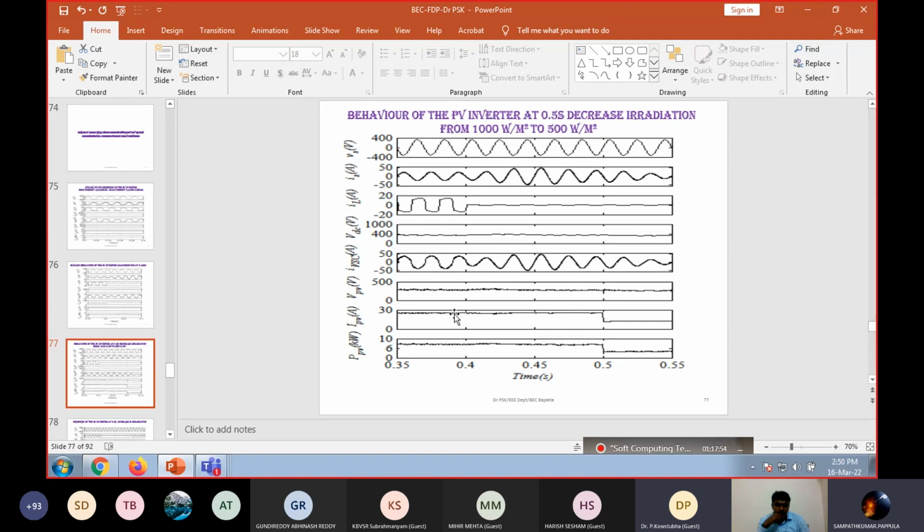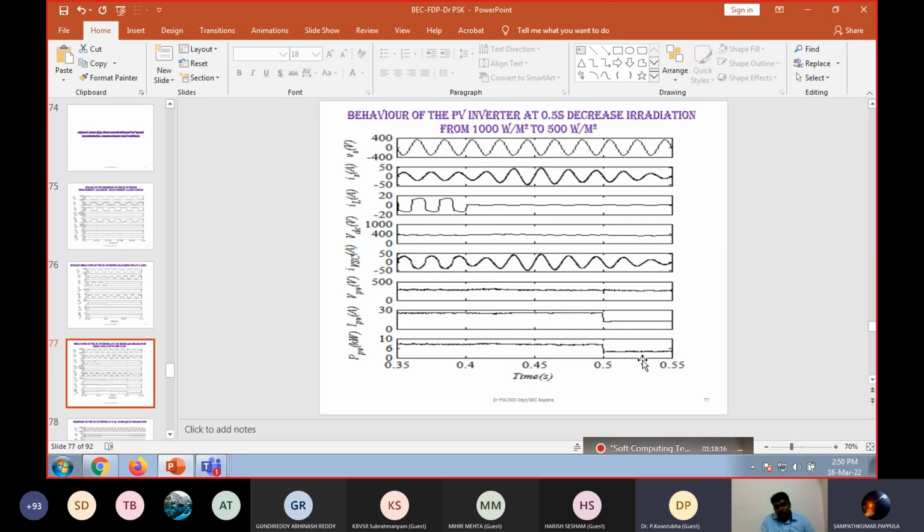So I would like to change the irradiance from 1000 to 500. That means I am reducing the irradiance. At this time, the current value also decreases, at 0.5 to 0.55 seconds. If I am increasing the irradiance, then the effect is reversed.